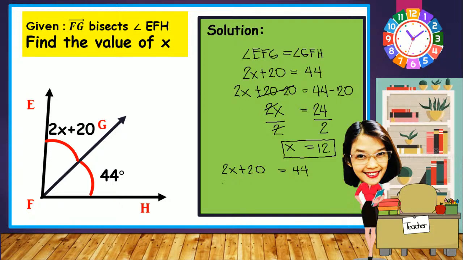So, 2 times 12 plus 20 is equal to 44. 2 times 12, 24. Plus 20 is equal to 44. 24 plus 20, 44 is equal to 44. So the value of x is 12. Gets po? Gets na gets?